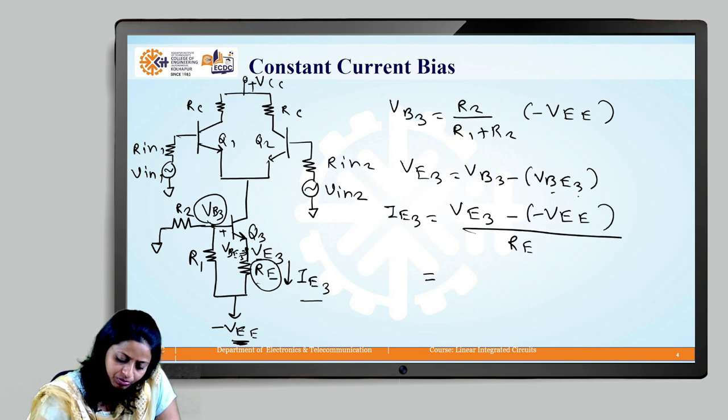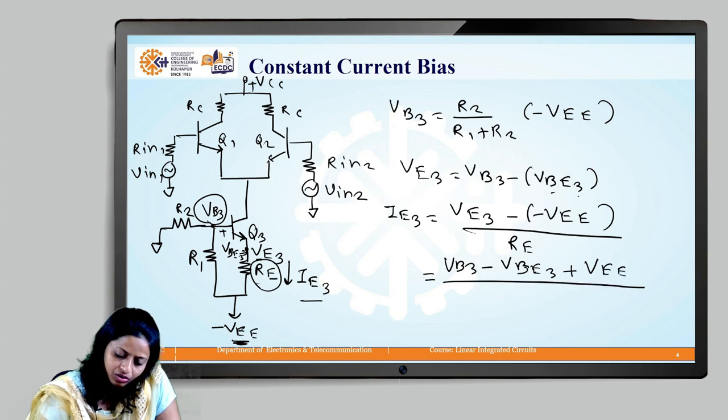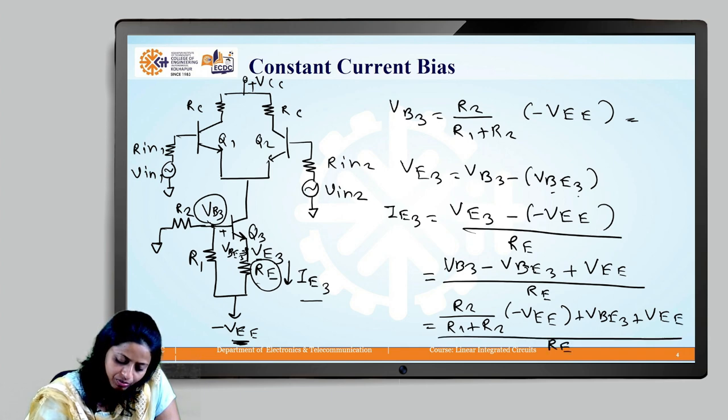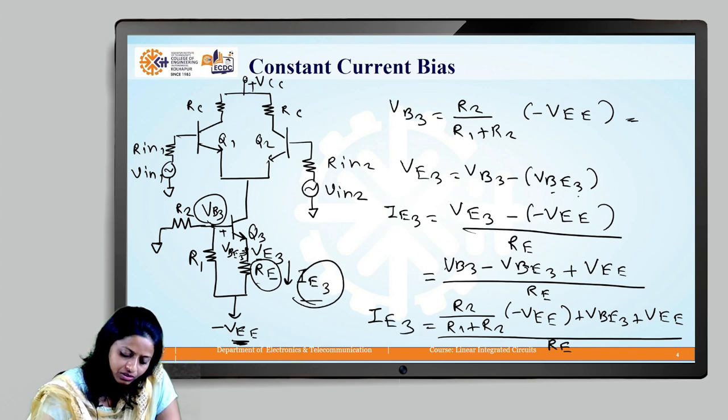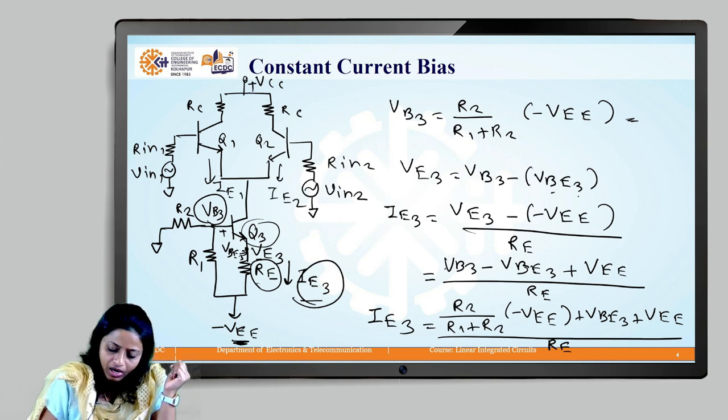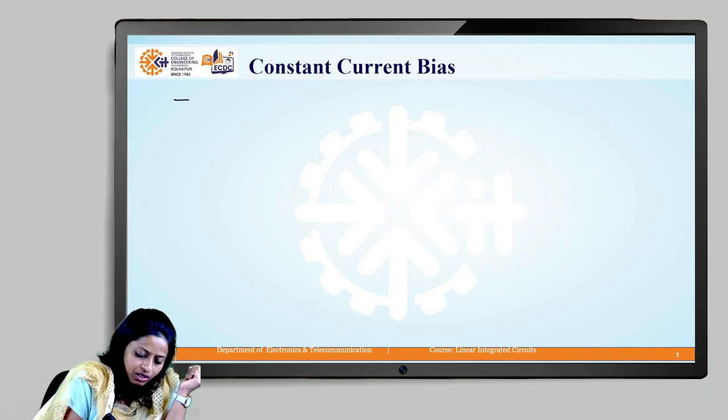So VE3 is how much? It is VB3 minus VBE3, minus minus plus VEE, upon RE. Now VB3 is R2 divided by R1 plus R2 into minus VEE, plus VBE3 plus VEE, divided by RE. So this is the value of emitter current IE3 which is set up by this Q3. Now, here since these two halves are equal, IE1 and IE2 will be exactly half of the IE3.